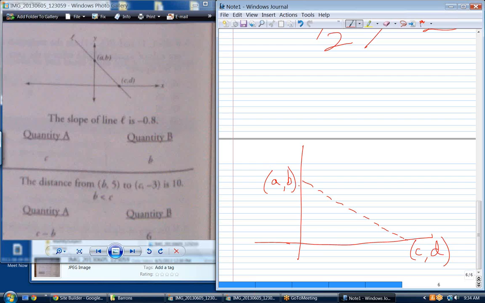Well, B is going to be positive. Well, no, not necessarily. Let me draw it like this. If it was negative 1, that's a 45-degree angle. That is an isosceles triangle where this dimension would be equal to this dimension. That's B, that's C. So if it were negative 1 slope, B would be equal to C.